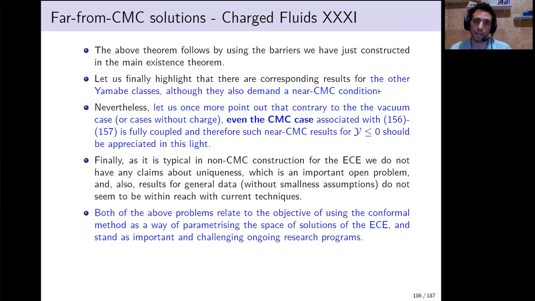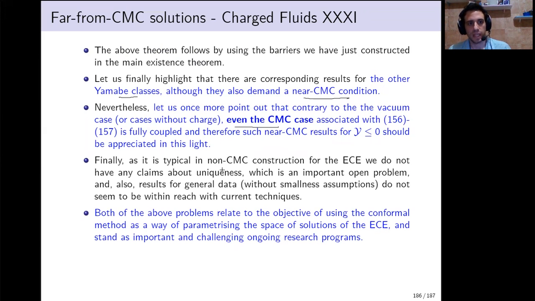And in this context, let us highlight that in the case of other Yamabe classes, there are corresponding results, but they also demand a near CMC condition. But in this case, we also would like to point out that even this CMC and near CMC case should be understood in light of the comments that we made at the beginning of this lecture, the fact that our system is completely coupled even under CMC conditions. So it's not like the near CMC condition is as strong as in the case where it allows us to completely decouple the system.